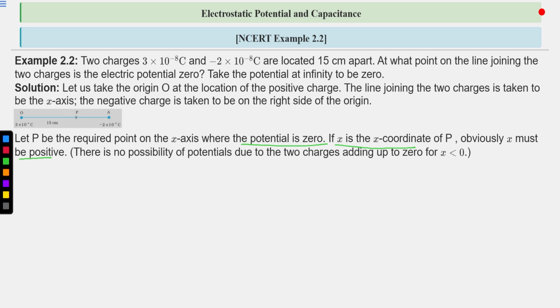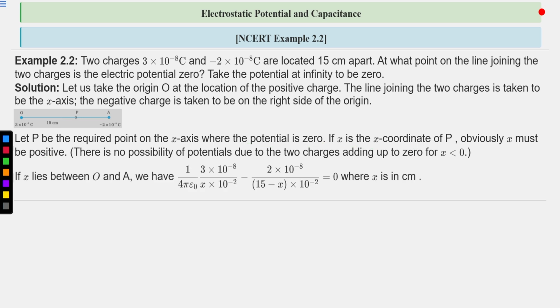So the zero potential will be on the right side of the positive charge only. There is no possibility of potentials due to the two charges adding up to 0 for x less than 0, so a negative value of x is not possible here. What is x? x is the distance of point P from the positive charge. I am repeating again.